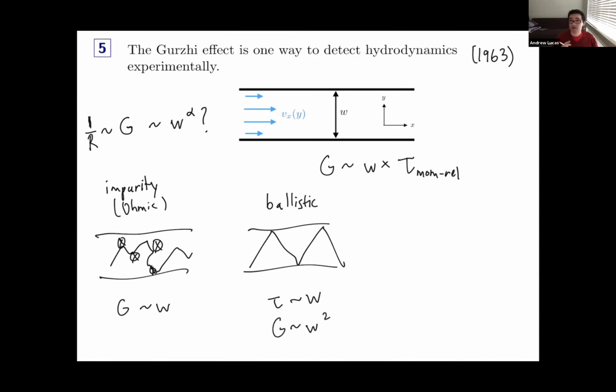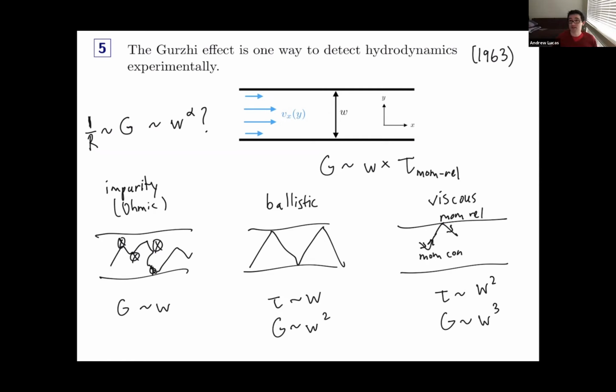And then finally, if we have viscous hydrodynamics, we've got a lot of collisions between electrons, but they're all momentum conserving, and we can only relax momentum when we collide at the walls. I'll schematically denote that as momentum conserving collisions in the middle, momentum relaxing collisions at the boundary. In this case, you can estimate tau by asking how long it will take for an electron to make it from one boundary to the other. If it has to random walk from one boundary to the next, because of all these momentum conserving collisions in the middle, we get random walk scaling, where the time to travel a distance W scales as W squared. So we predict in the presence of viscous hydrodynamics that the conductance should scale as W cubed.